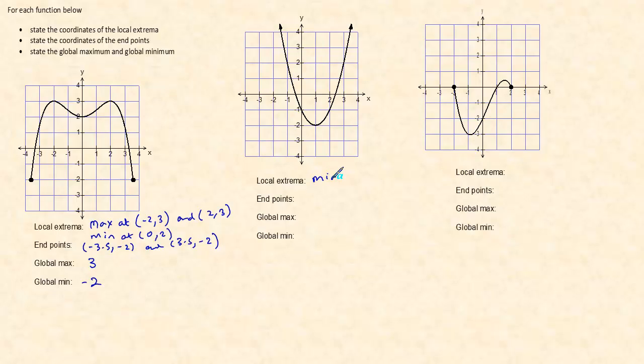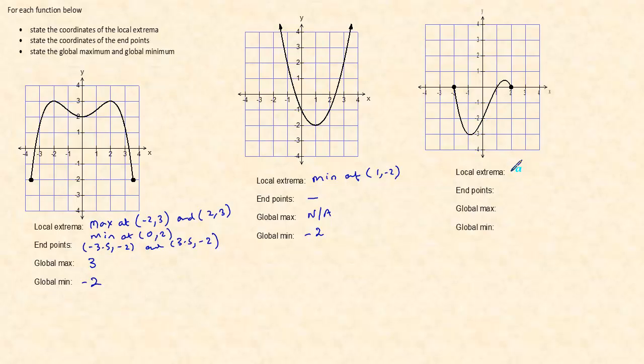Here we just have the one turning point, so we've got a minimum at 1, -2. There are no endpoints, therefore global maximum is not applicable, but the global minimum is the -2.